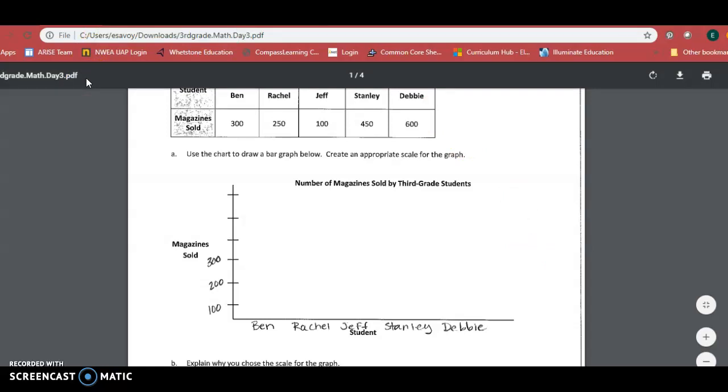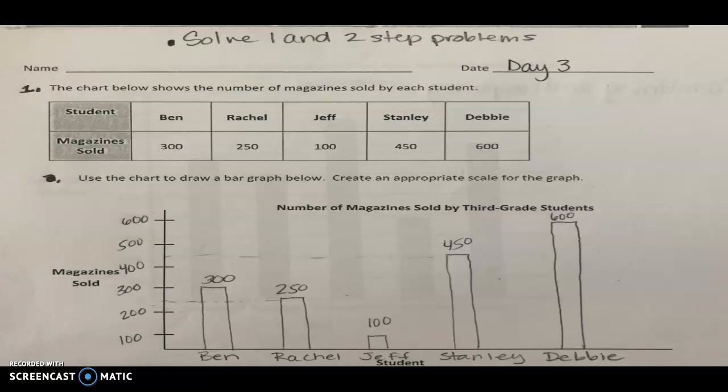Alright, let's go ahead and check your work with mine. Here is our completed bar graph showing the number of magazines sold by the 3rd grade students. We can see Ben at a value of 300, Rachel at a value of 250. Notice with this value that we had to go up to half of a unit, because 50 is half of 100, just to make sure that our measurements are precise. Jeff at 100, Stanley at 450, and Debbie at 600. Go ahead and fix these values and make them look like mine.